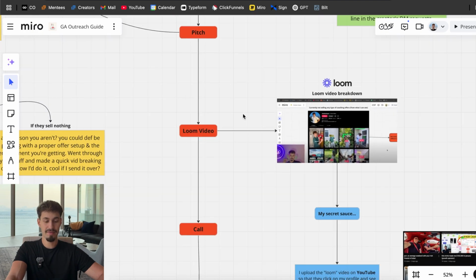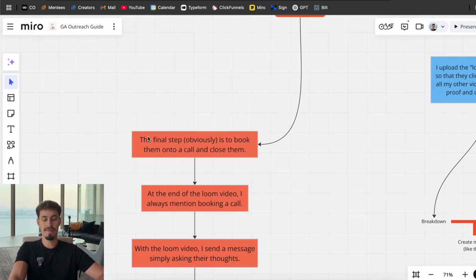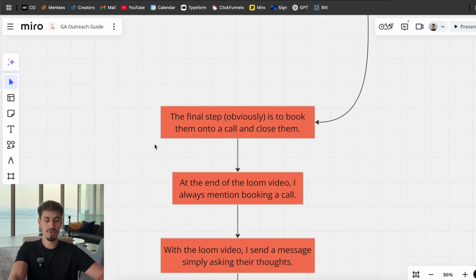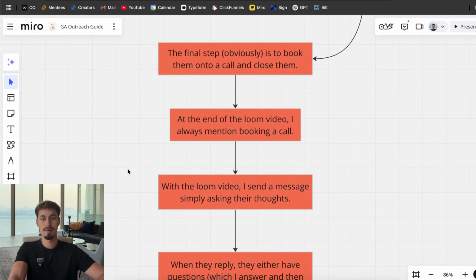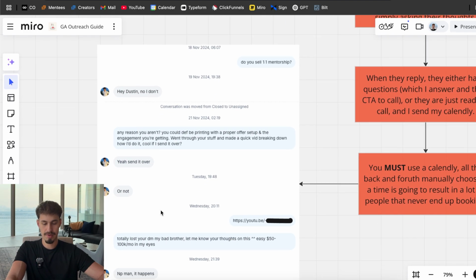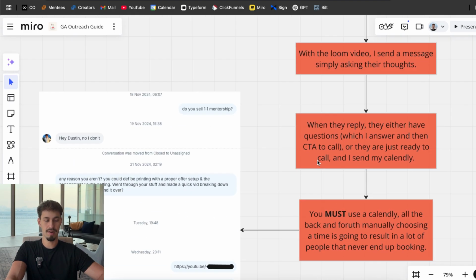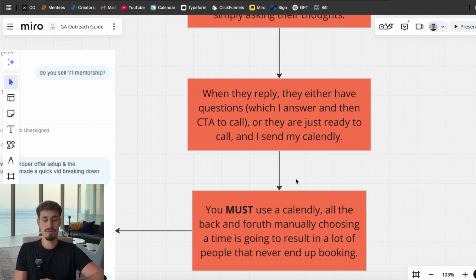Now, after you send that video with the call to action, they're either gonna ask some questions or they're gonna get on a call. This is how the whole call system goes. The final step, obviously, is to book them onto a call and close them. At the end of the Loom video, I always mention booking a call. I say, hey, if you're free to call, we can discuss the details. With the Loom video, I send a message simply asking their thoughts. Here's an example: let me know your thoughts on this, and I send the video link. That's it. Now, when they reply, they either have questions, which I answer simply, and then call to action to a call, or they're just ready to call, and I send them my Calendly.